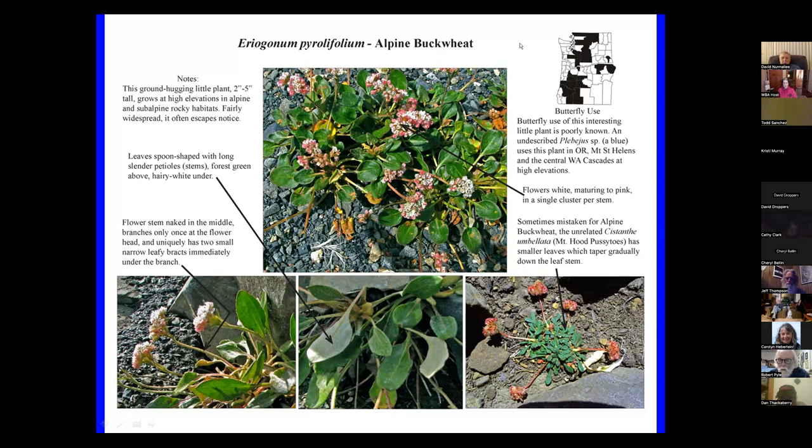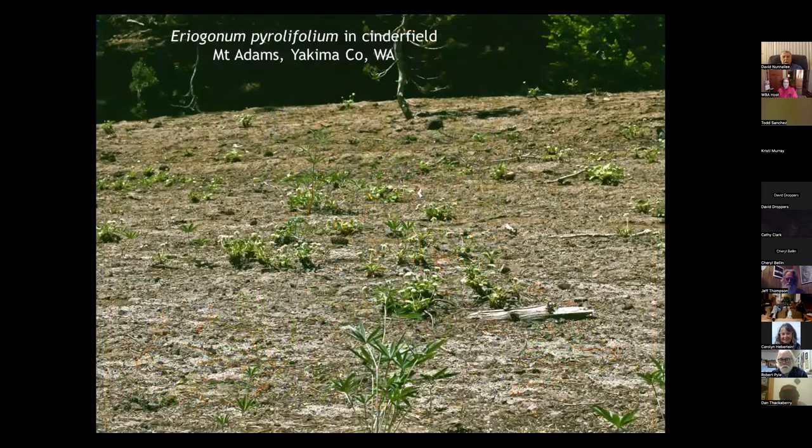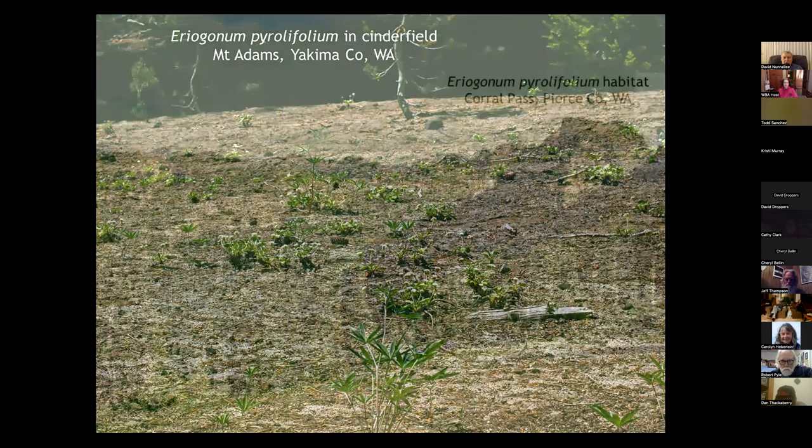This buckwheat does have blues, Euphilotes, associated with them. And we're not sure at this point just what they are. We have two varieties of the plant in Washington. Again, all of them at higher elevation. This is a patch on the south side of Mount Adams in Yakima County. And I hiked up into this area a few years ago and found these pyrolifolium plants growing. You can see they grow in rather desolate habitats. I did not find any blues at this particular time.